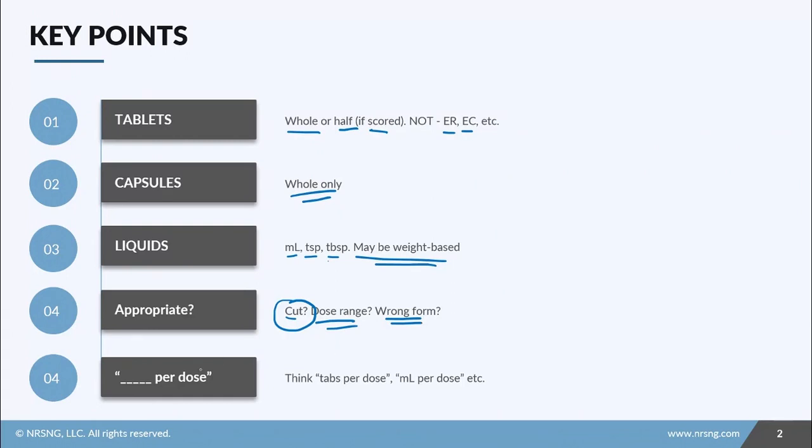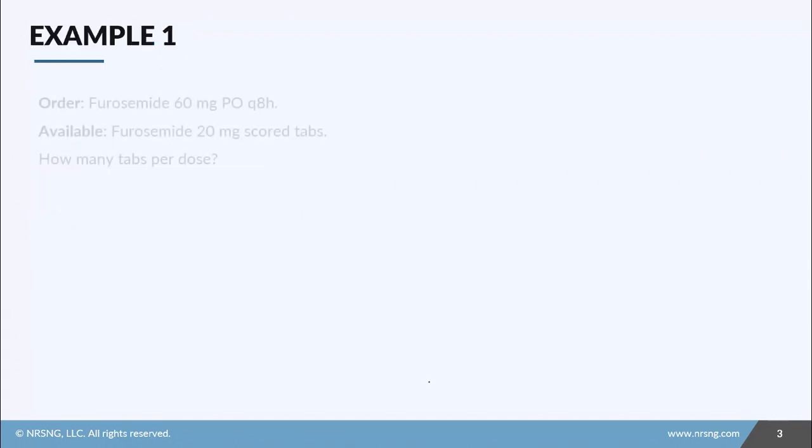And then anytime we're doing these medications, you're always going to think per dose. So tabs per dose, milliliters per dose, etc. All right, let's work some out. Example number 1. The order is for furosemide 60 milligrams, PO every 8 hours. Available is furosemide 20 milligrams scored tabs. How many tabs per dose?